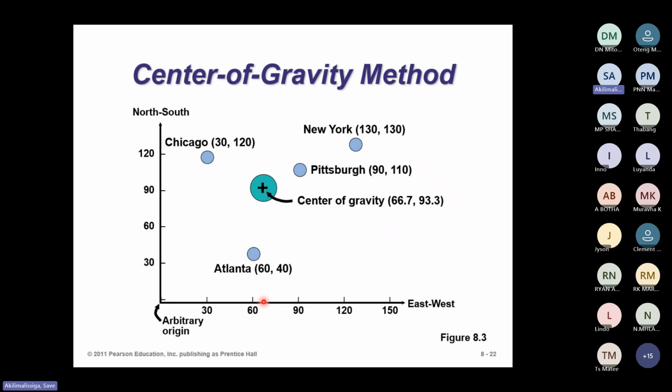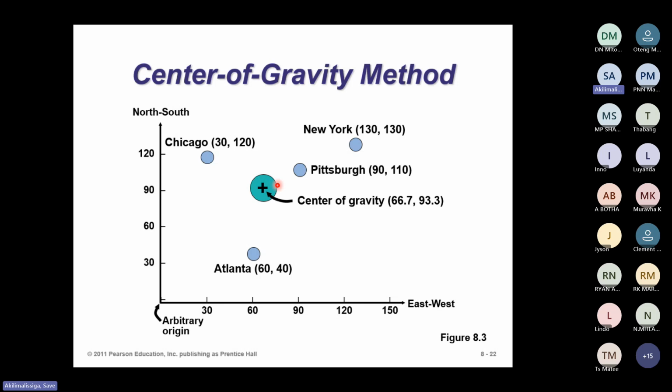66.7 should be somewhere here. So if you draw a line going up to pass here, and on the side here, you have the y coordinate of 93.3. So 93.3 is somewhere here. So you draw another line where they're going to meet. That is going to be the center of gravity.